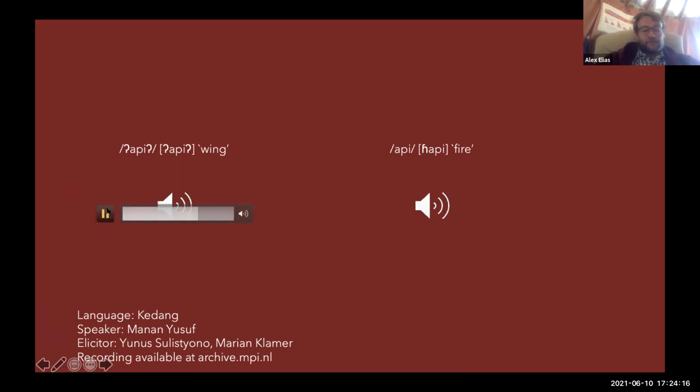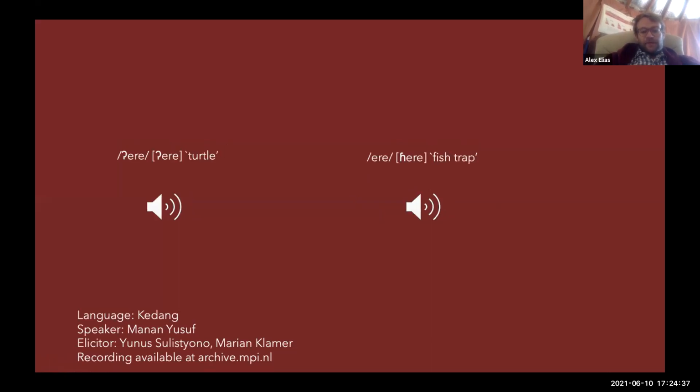Api, api. And compare that to api, api. There are glottal stops at the beginning and end of that word. Api, api. And there's a bit of non-modal voicing at the beginning of the vowel in this word.